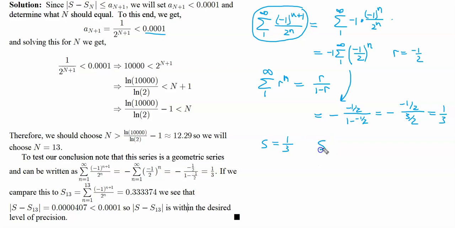Now if we compare that to S sub 13, the difference between these two numbers should be less than 0.0001. And if we calculate that, now S sub 13, we have that evaluated right here in the notes. So we sum from 1 to 13 of negative 1 to the n plus 1 over 2 to the n, and you get this value right there. You can double check that using a calculator or computer.